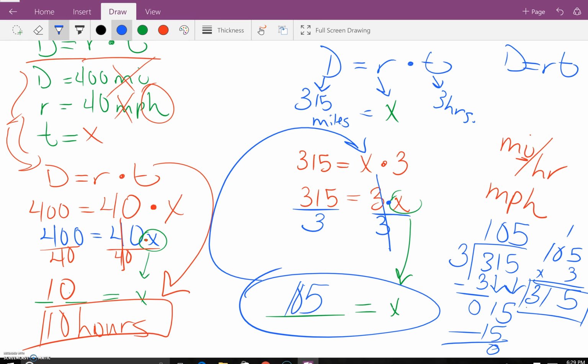Okay, so those are distance equals rate times time problems. If you have any questions, you can email me some specific examples and I'd be more than happy to help.